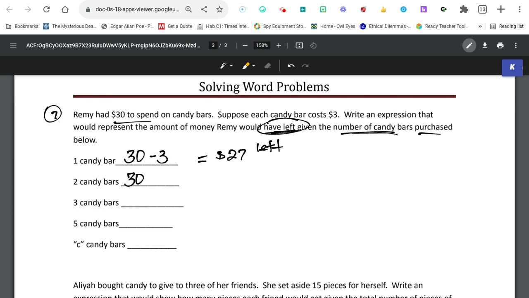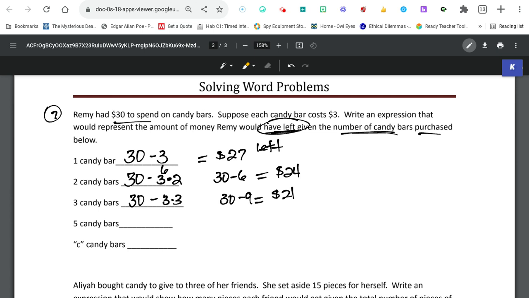If she buys 2 candy bars, I know she's going to have to take $6 away. But that's actually $3 twice. $3 for the first candy bar and $3 for the second. That's how we get 30 minus 6, leaving us with $24. If she buys 3 candy bars, well, that's 3 times 3, which is 9. So it's $30 minus the 3 times 3, or 30 minus 9, which is $21.